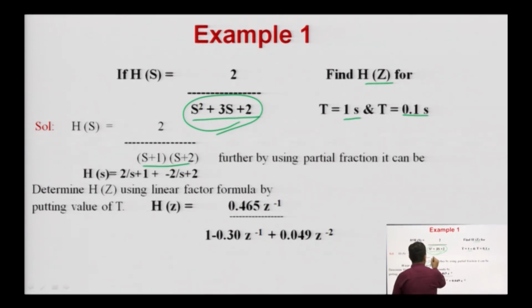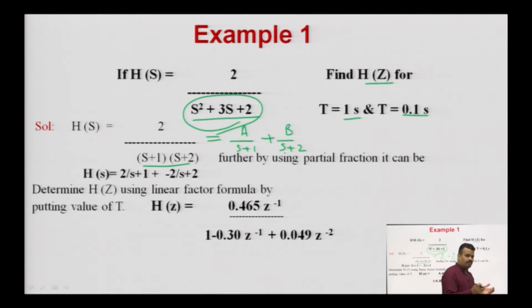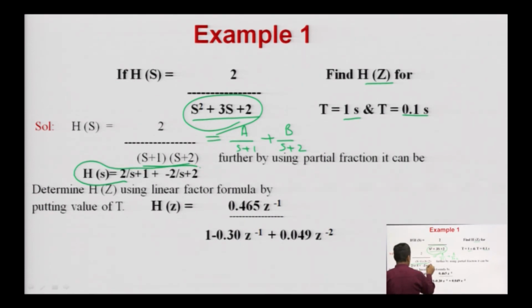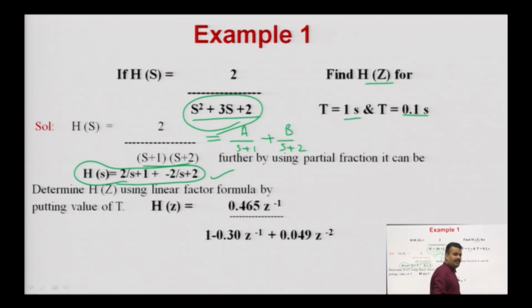Now, you can write this into partial fraction form, like A upon s plus 1 plus B upon s plus 2. Now, by the simple method in mathematics, you know very well how you calculate the values of A and B. If you calculate the A and B values, then you will get H(s) is equal to this one. Now, these both are linear factors, like 2 upon s plus 1 and minus 2 upon s plus 2, then you can convert directly using the formula.